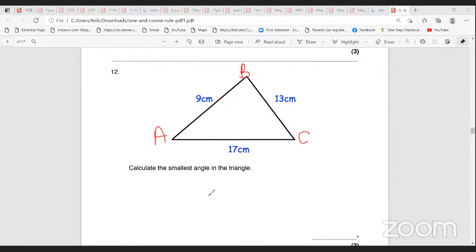Which rule can I use to find any of these angles? Cosine. So you're going to determine which one you're going to find first, whether it's A, B or C. Remember the rule for cosine: the angle that you're finding matches with the side. All right, so go ahead and write down your rule.